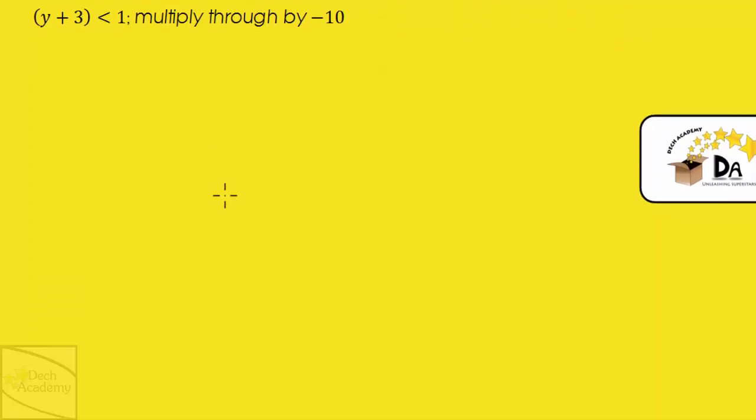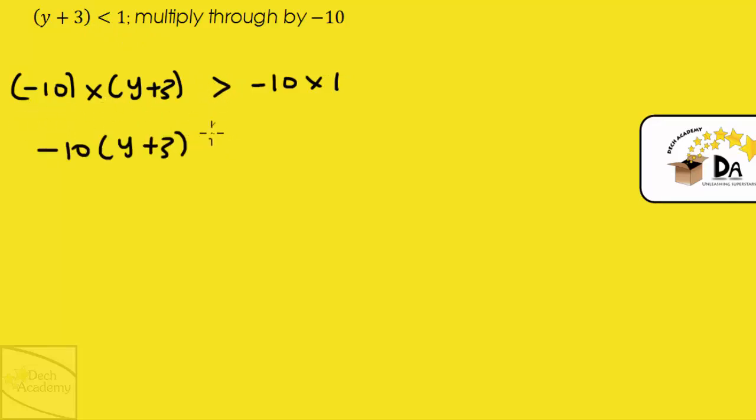Let's move on to the next example. Here's another inequality. y plus 3, so this is a whole bracketed expression, is a whole term, is less than 1. We're required to multiply this inequality through by minus 10. Well, the left hand side term is multiplied by minus 10, so this is minus 10 times y plus 3. And then the right hand side term is multiplied by minus 10 as well, so it's minus 10 times 1. And the inequality symbol is reversed. So less than is reversed to give greater than.